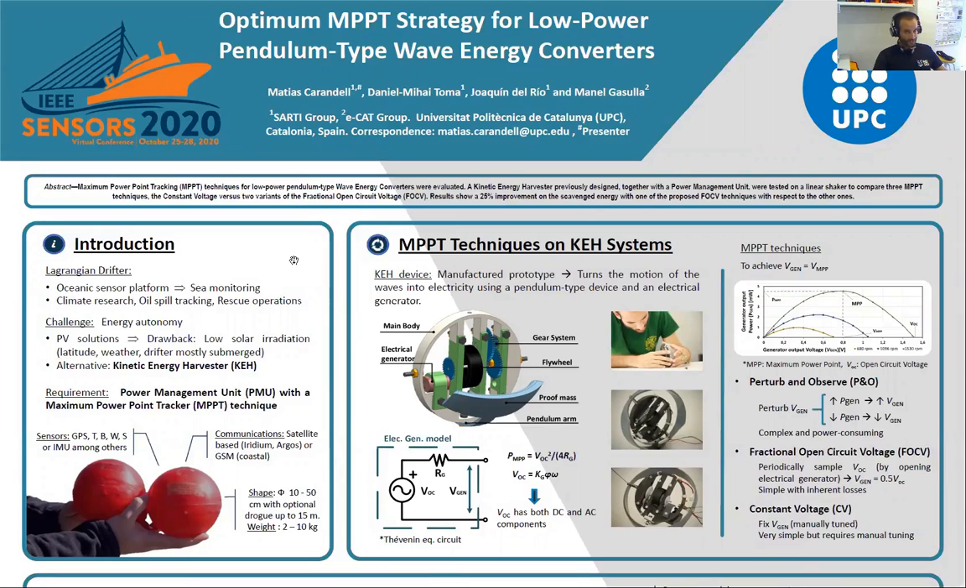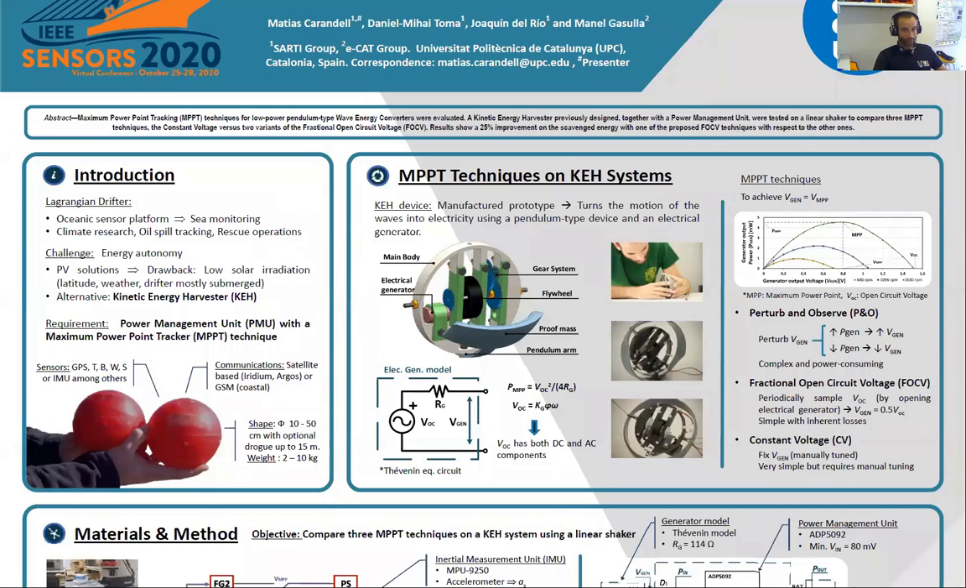One of the biggest challenges in Lagrangian drifters is autonomy. I've been recently working in the design and development of kinetic energy harvester systems for drifter applications that turn the oscillation of the waves into electricity. In these systems, a power management unit with a maximum power point tracking technique is crucial.